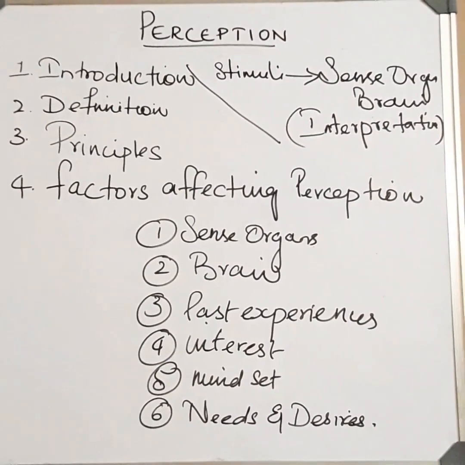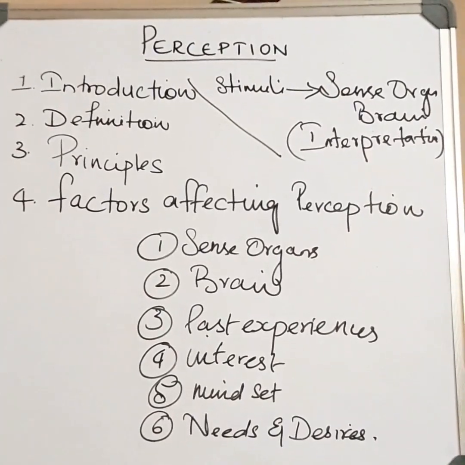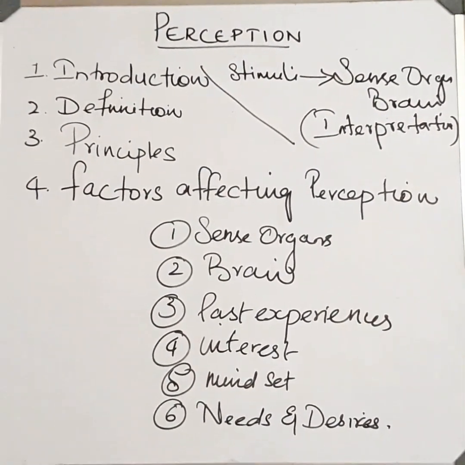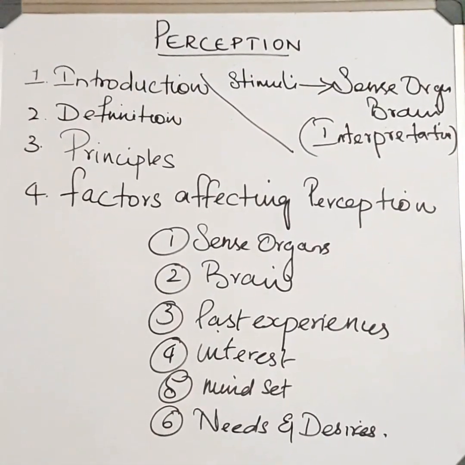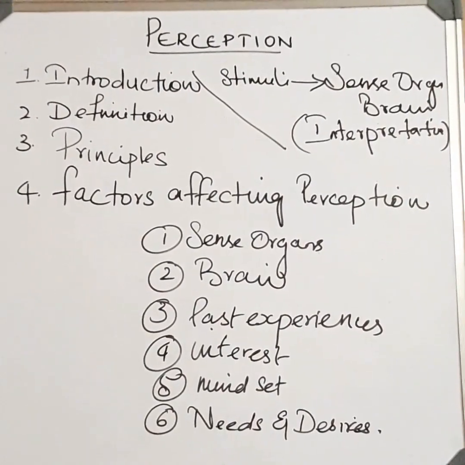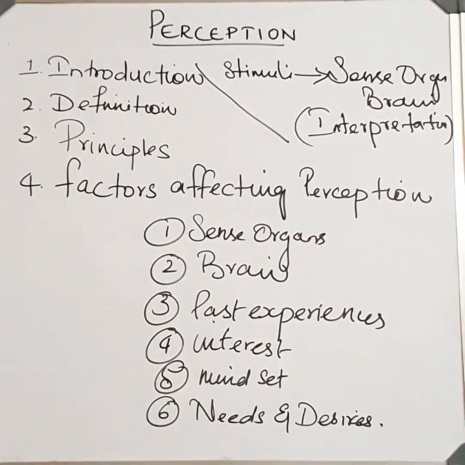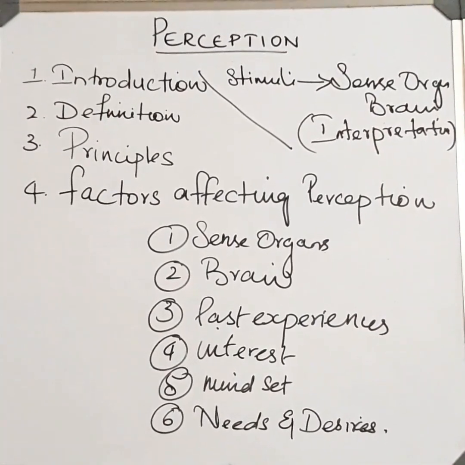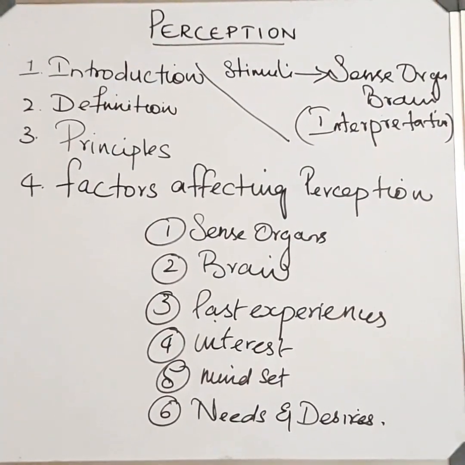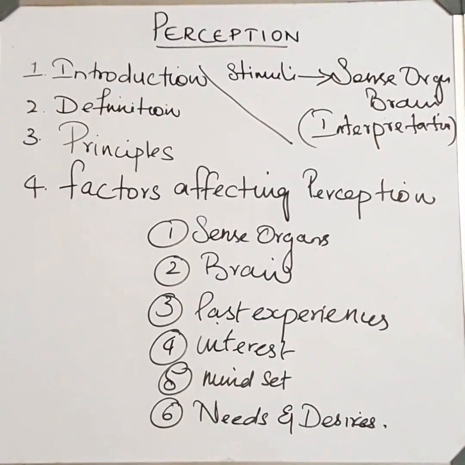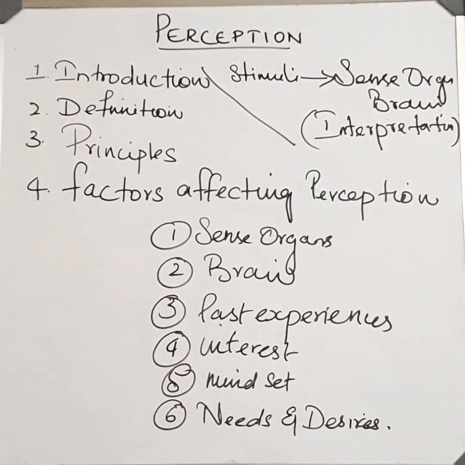If we don't have interest to study or perceive things, it will go in a wrong way. Mindset is also the same thing as I told in cognitive processes, attention. Next one is needs and desires. If we have any needs, we will study the things properly. We will perceive the things properly. Same like desire also, it is like that only.